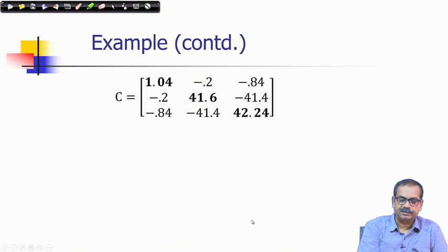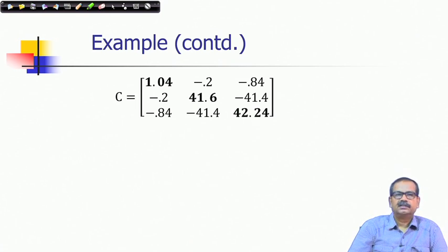In this particular example, we also note the diagonal elements of this covariance matrix. Actually, diagonals they represent variances of components. Say, first component variance is 1.04, that is the translated part around the mean. So, variance of first component is 1.04, second component is 41.6 and third component is 42.24.